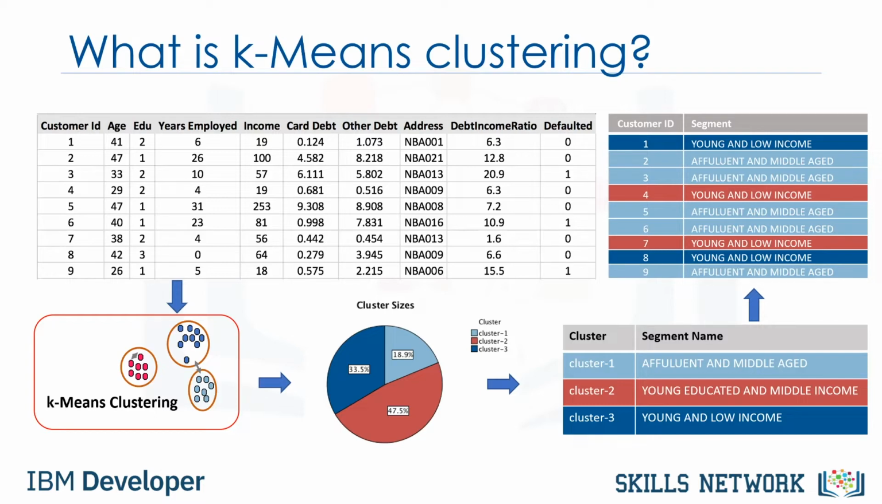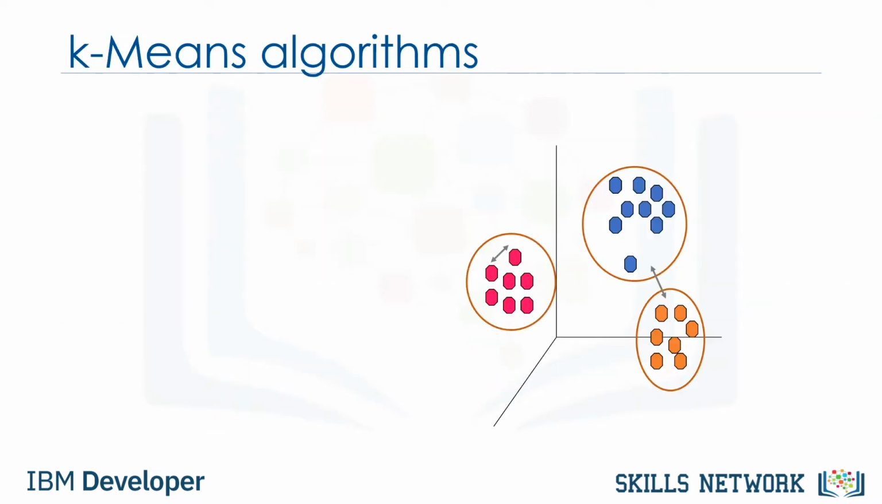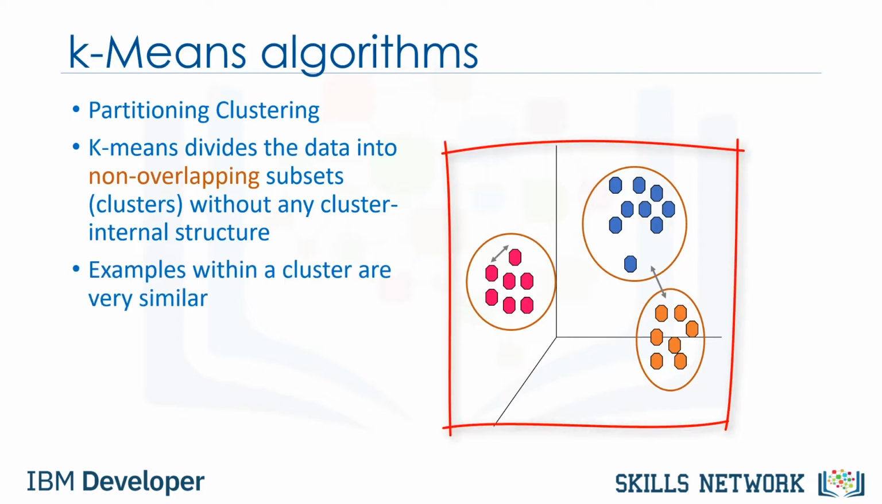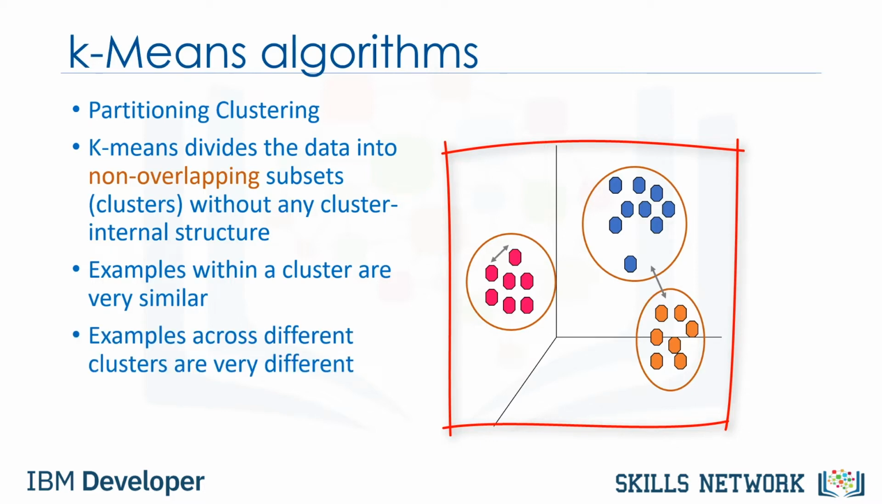K-means can group data only unsupervised, based on the similarity of customers to each other. Let's define this technique more formally. There are various types of clustering algorithms, such as partitioning, hierarchical, or density-based clustering. K-means is a type of partitioning clustering. That is, it divides the data into k non-overlapping subsets, or clusters, without any cluster internal structure or labels. This means it's an unsupervised algorithm. Objects within a cluster are very similar, and objects across different clusters are very different or dissimilar.